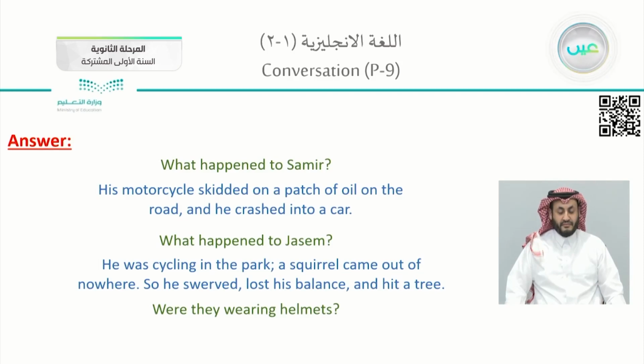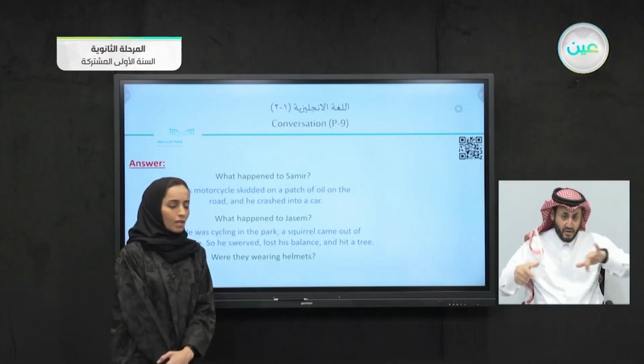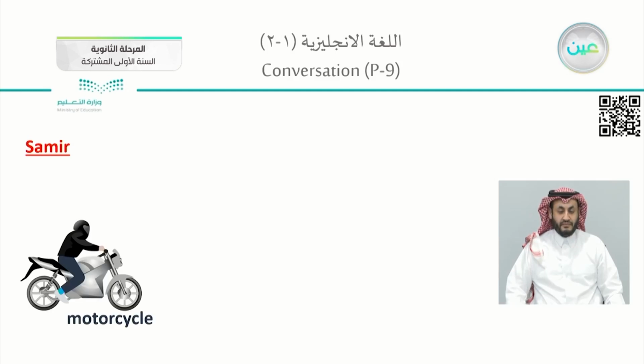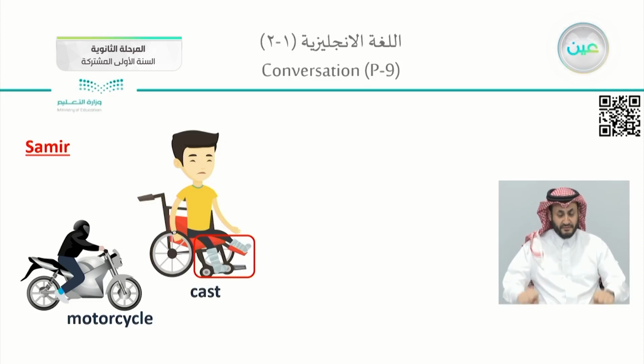Were they wearing helmets? Jassim and Samer. Actually, Samer was wearing a helmet, but Jassim wasn't wearing one. Okay, let's look into here. So we're speaking about Samer's story. It happened on a motorcycle, and he's having a cast. Look at his legs. Both legs are attached to a cast.